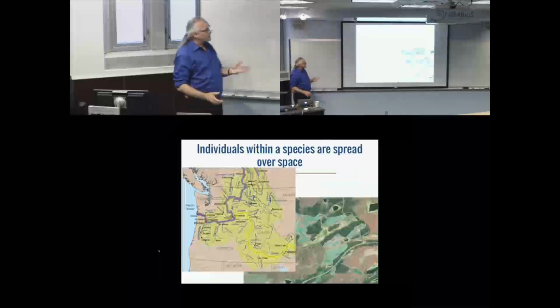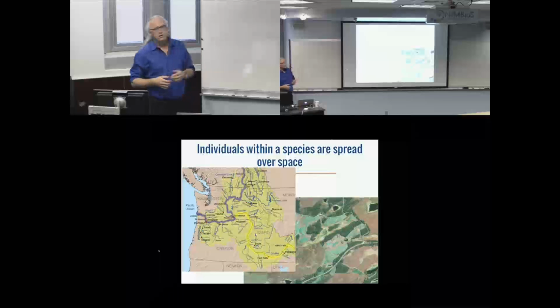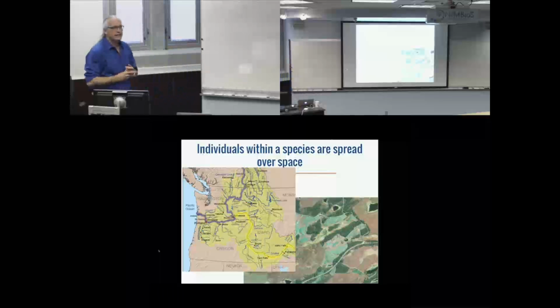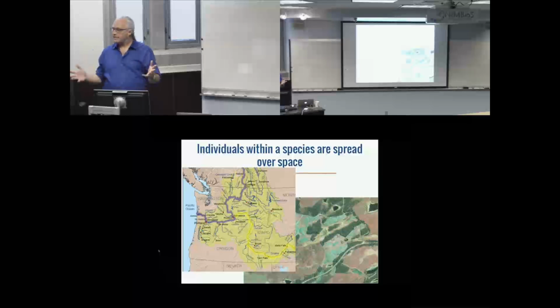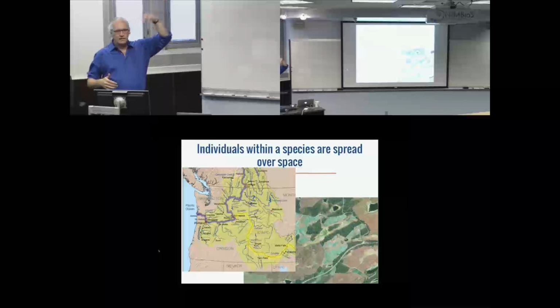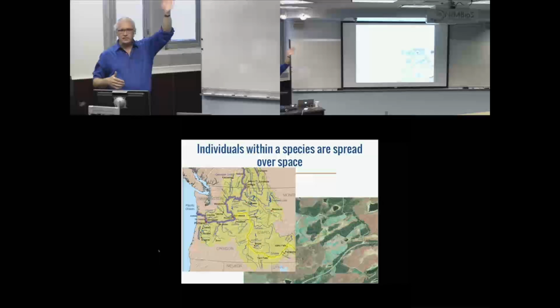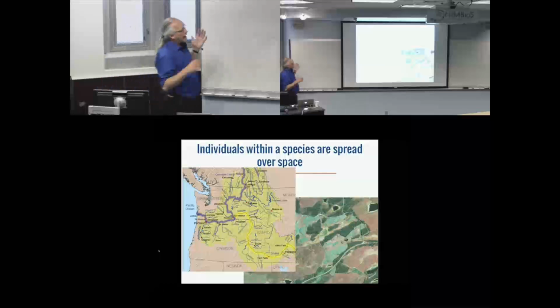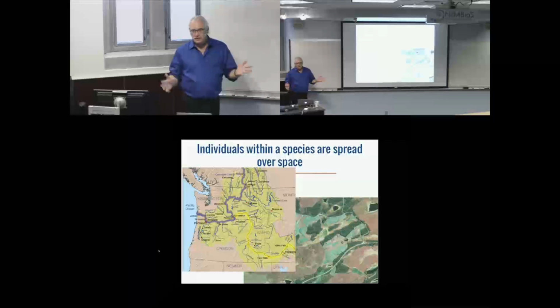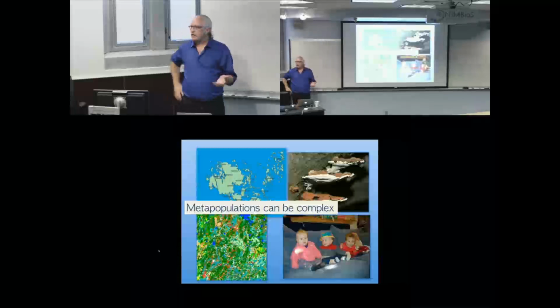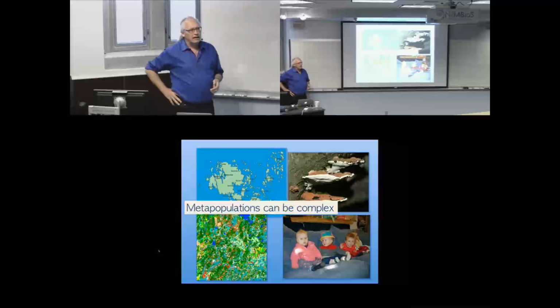So let's just start with the context that almost every species exists in space. I don't mean space like George Clooney, but space like spread across the landscape. And the individuals within them are spread over space. And these can be fairly complicated. It certainly can be a lot more complicated than we like to believe in our models.